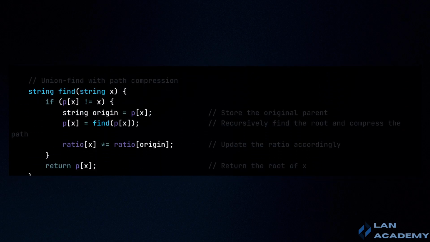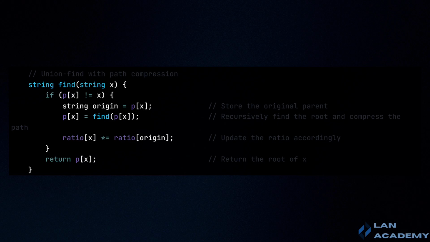The solution's efficiency lies in the union-find structure, which provides near constant time complexity for union and find operations due to path compression. This allows us to handle even large inputs efficiently. The use of two unordered maps ensures that we can quickly look up and update the parent and ratio of any variable. This combination of efficiency and simplicity makes union-find an ideal choice for this problem.